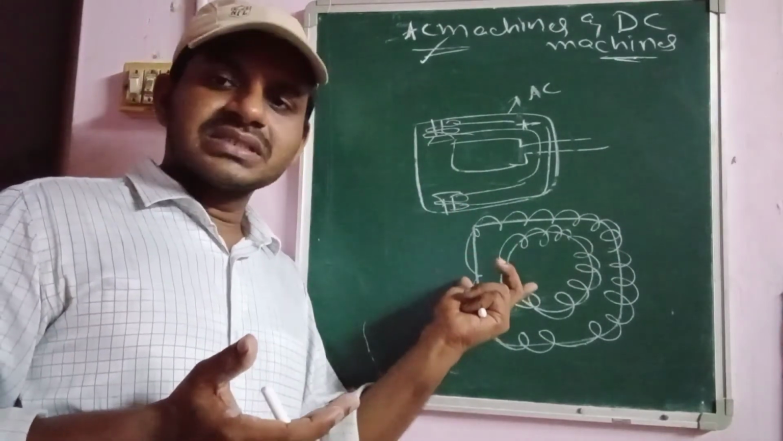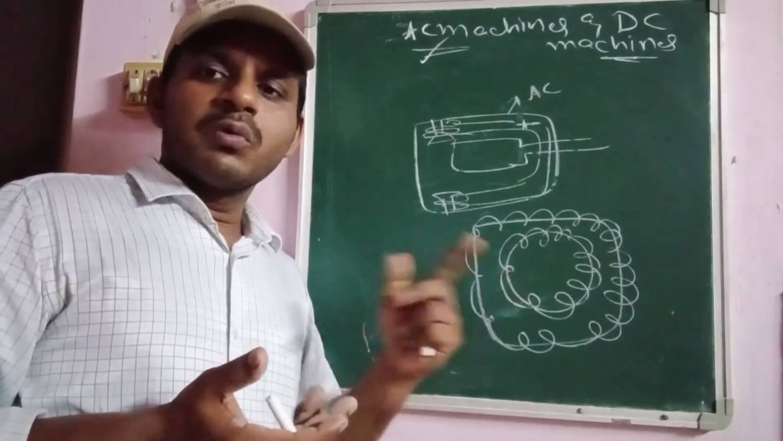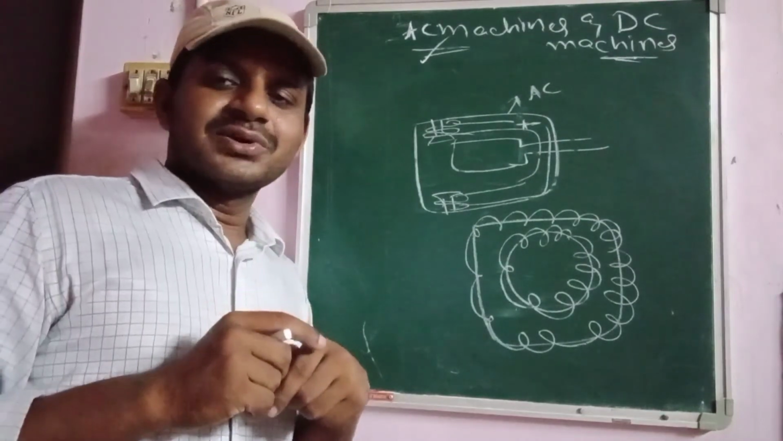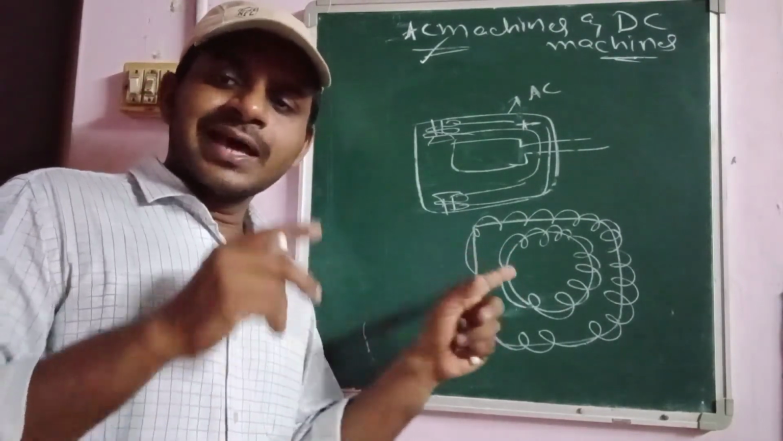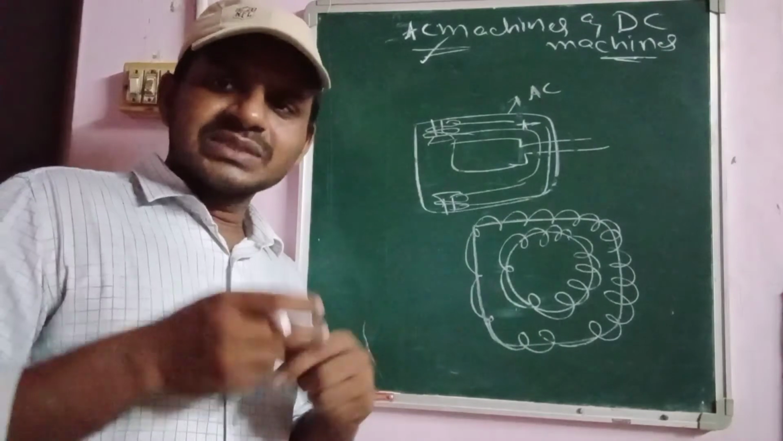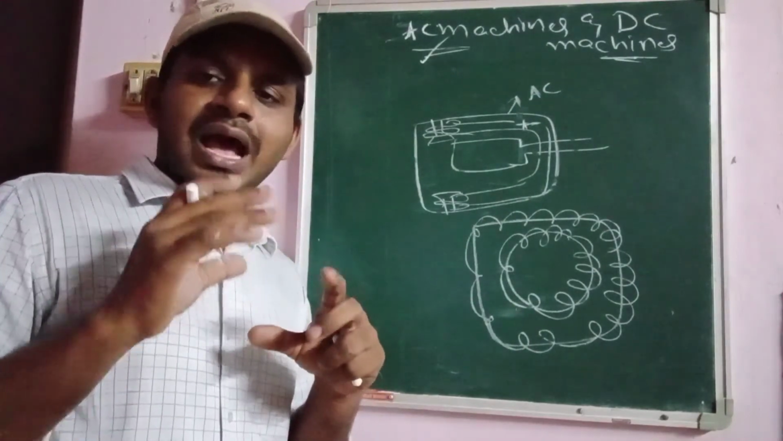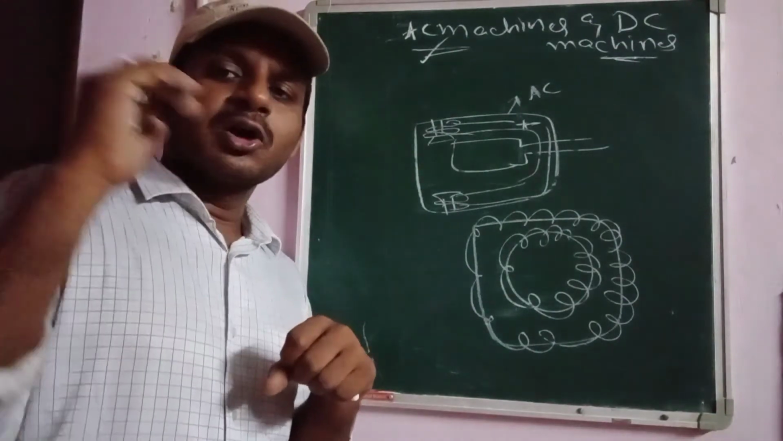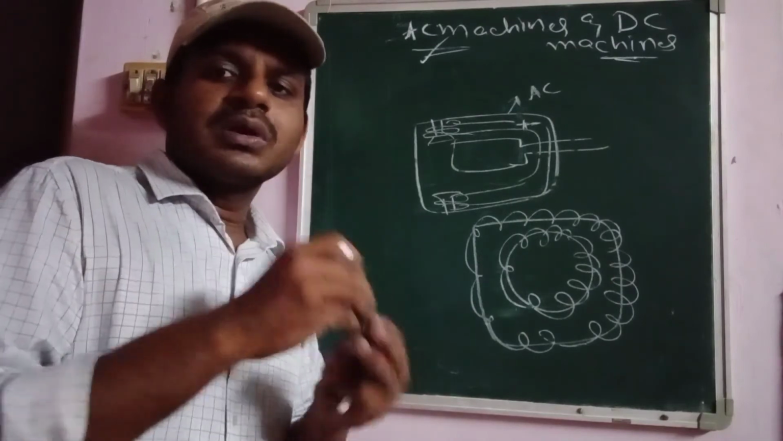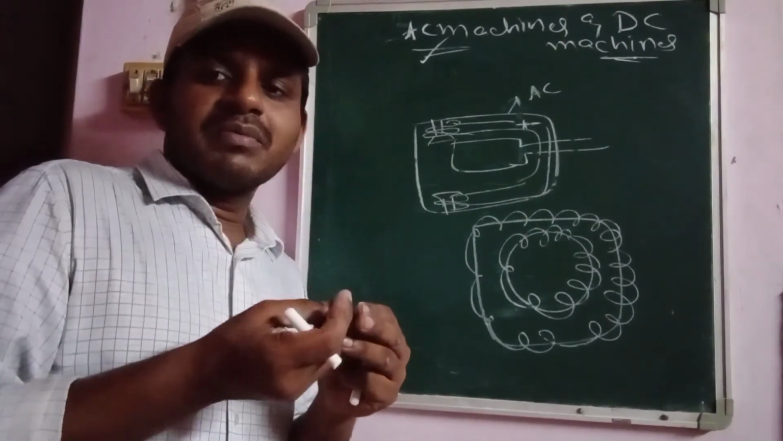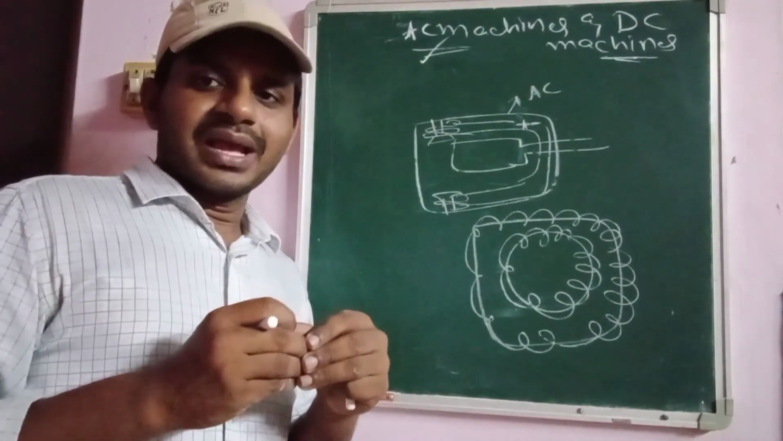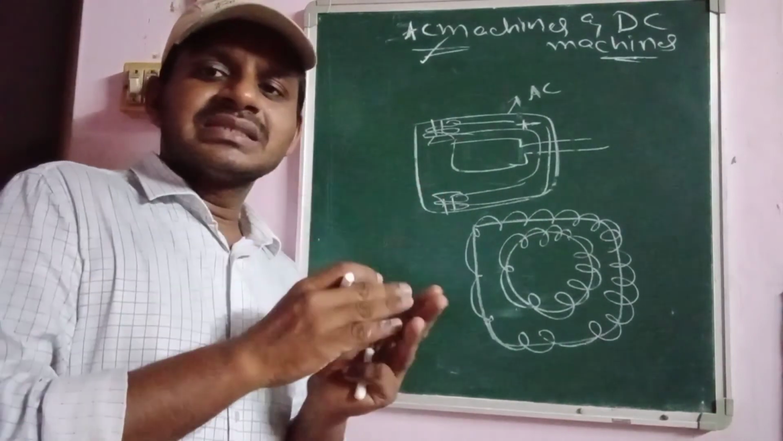But in the case of DC machines, either DC generators or DC motors, we should use commutator segments also. Why? Because in DC machines the output is required to be DC power. So a commutator should be inserted on the shaft of the rotor. Only with the help of the commutator can we convert AC power into DC, so that DC supply is given to the load center. So this is the main difference between AC machines and DC machines.